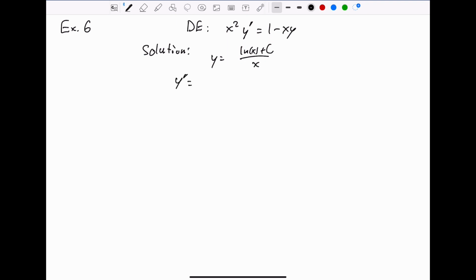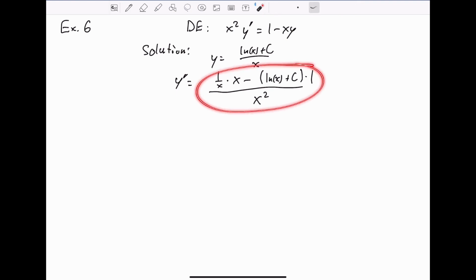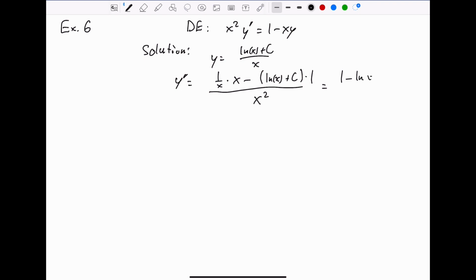So y prime, quotient rule says take the derivative of the numerator, 1 over x, times the denominator, minus the numerator, times the derivative of the denominator, which is just 1, all divided by the denominator quantity squared. So using quotient rule, there's the derivative of our original function. When we have 1 over x times x, those just cancel to get 1. So in the numerator here, we'll have 1 minus natural log of x minus c divided by x squared. That is y prime.